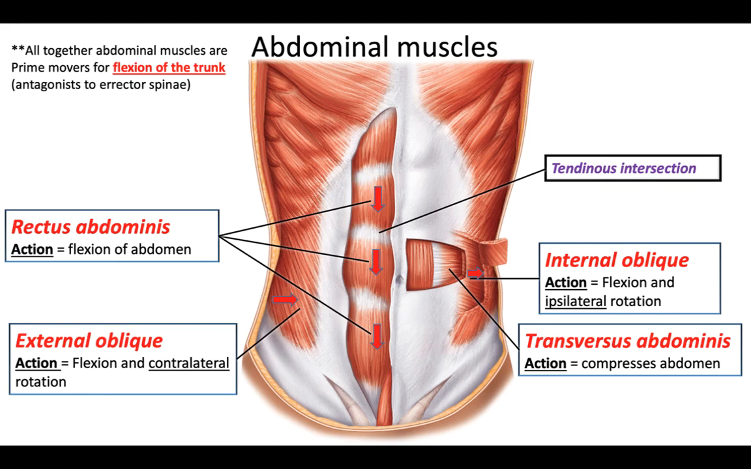So notice the layering. You've got external, you've got internal, and transversus. In the front, you really just have this rectus abdominis, which is the most superficial of the layers, and it's more in this anterior area, whereas the others are in this more anterolateral portion of the abdominal wall. Now, these muscles also help protect organs.